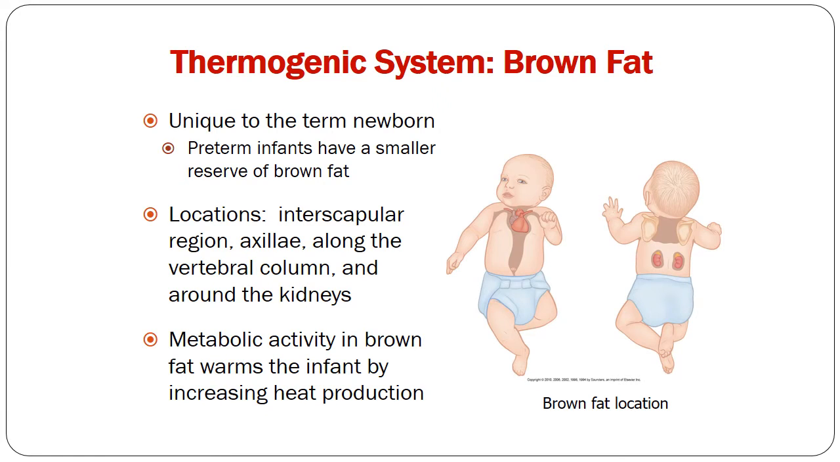So when we're looking at brown fat, it's unique in term newborns. Yes, preterms have brown fat, but not as much. These little areas that are darkened show you where the brown fat deposits are. So you can see their interscapular region, axilla, along the vertebral column and around the kidneys. And what brown fat does is, if we're not keeping the baby in a neutral thermal environment, the baby will burn the brown fat. It's kind of like having a little campfire to help them increase heat production, but this can also cause them to get hypoglycemic.